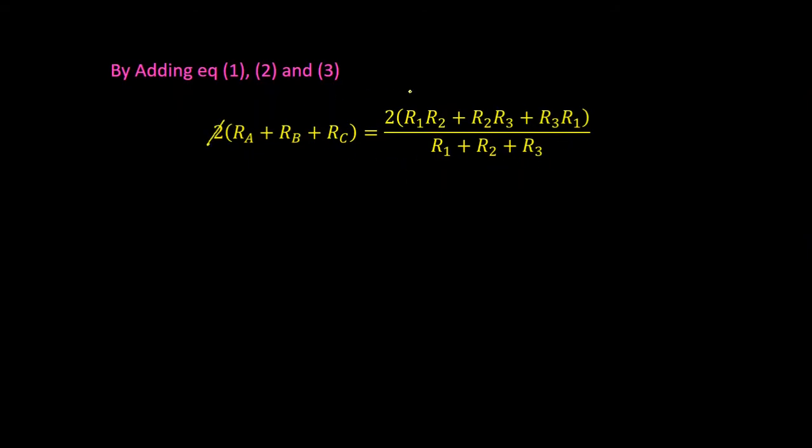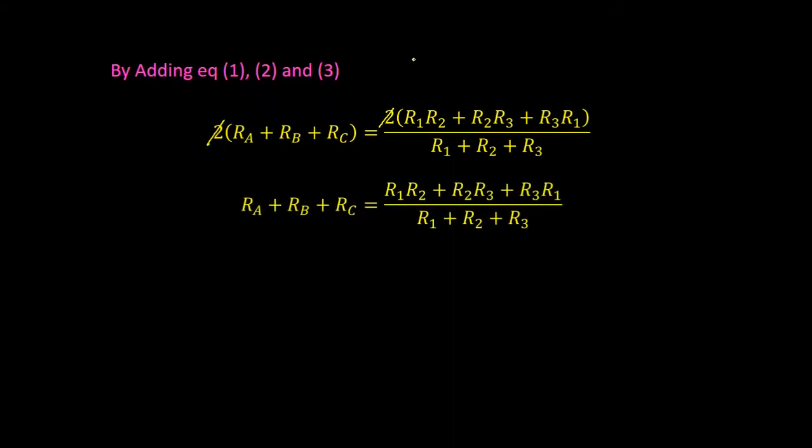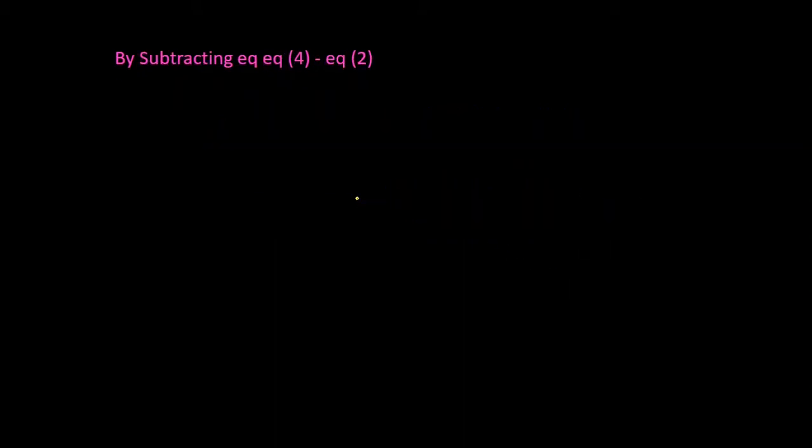Now this 2 and this 2 get cancelled out and we get this type of equation. Take this as equation number 4. Now we subtract equation number 2 from equation number 4. So when we subtract, we get RA value. RA will be equal to R3 into R1 whole divided by R1 plus R2 plus R3.